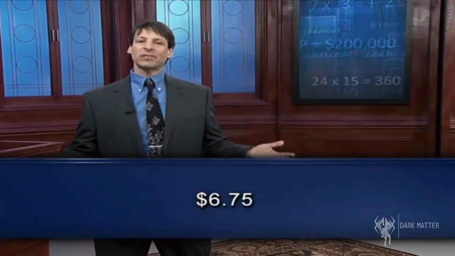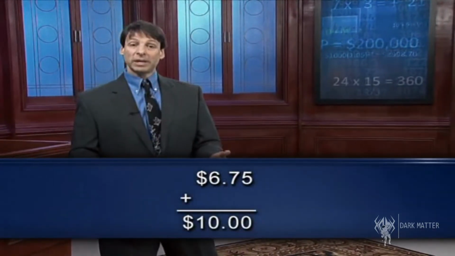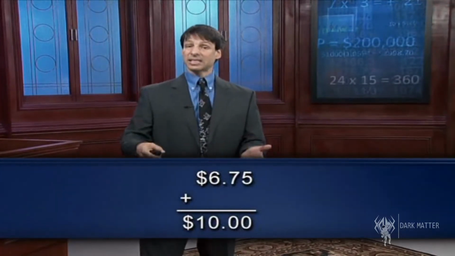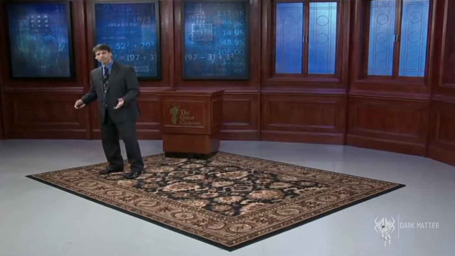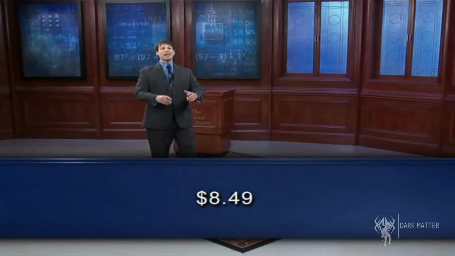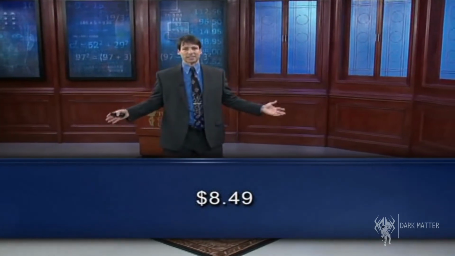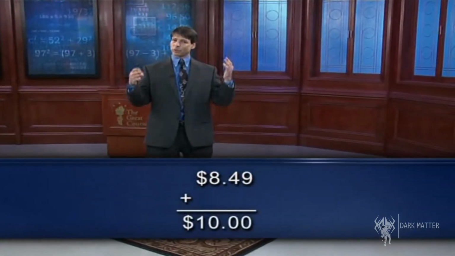For example, if an item cost $6.75 and you pay with a $10 bill, then the amount of change you get back will be the complement of $6.75, namely $3.25. If the item costs, let's say, $8.49, then change from a 10 would be what?